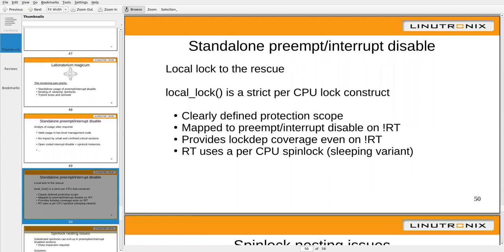And what we gained with that, and that was one of the main selling points upstream, was it provides lockdep coverage, even on non-RT kernels. Because now the lock has a scope, the protected section has a scope, it can be tracked by lockdep. And when we did that early on in the RT kernel, before we brought it upstream, we actually found bugs that way.